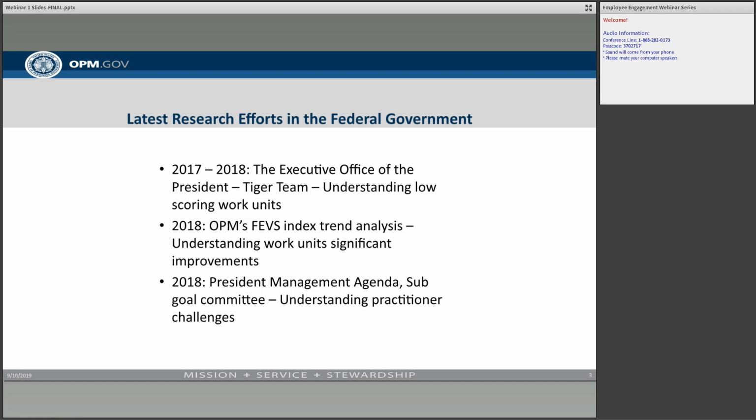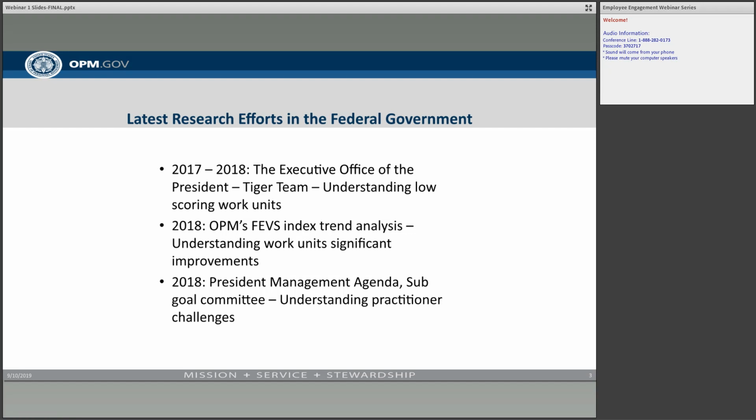And so there was a lot of great information that came from that, which we'll touch on here in a second. But one of the key things was, we always focused on what are some of the things that contribute towards the higher scoring work units. Again, this was more of an initiative of trying to understand some of the challenges at the lower work units that weren't necessarily doing so well.